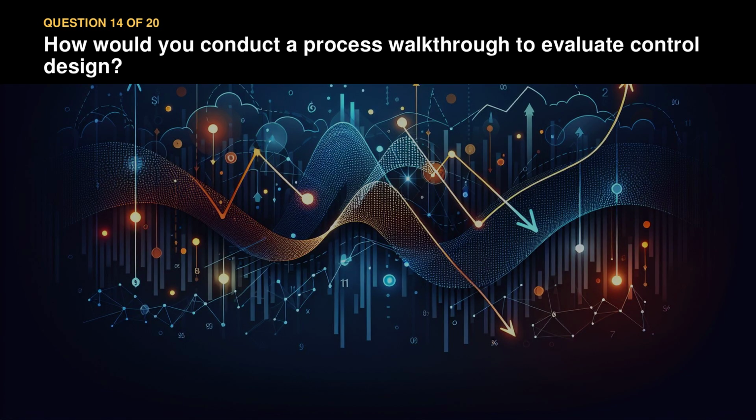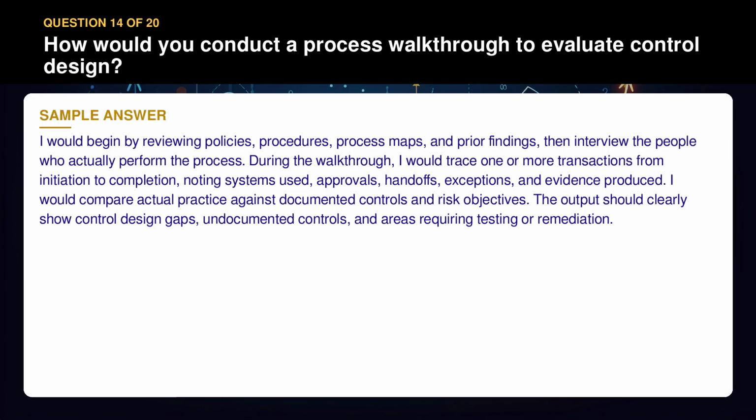Question 14. How would you conduct a process walkthrough to evaluate control design? I would begin by reviewing policies, procedures, process maps, and prior findings, then interview the people who actually perform the process. During the walkthrough, I would trace one or more transactions from initiation to completion, noting systems used, approvals, handoffs, exceptions, and evidence produced. I would compare actual practice against documented controls and risk objectives.